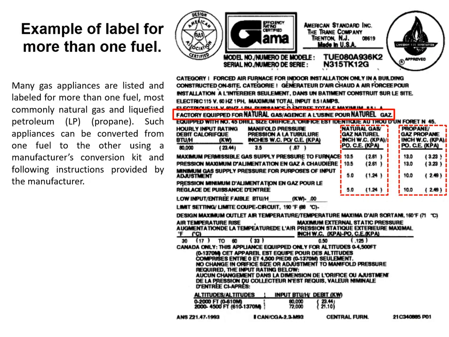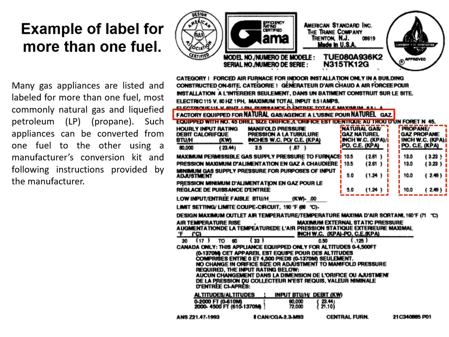This is an example of a label for more than one fuel. On the right-hand side, we've got a red rectangle indicating factory equipped for natural gas. So this appliance is factory equipped for natural gas. However, you can see that there is an opportunity here to provide a conversion. The dashed rectangles that I have indicated on this label give us two separate columns.